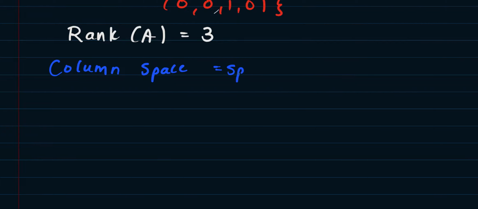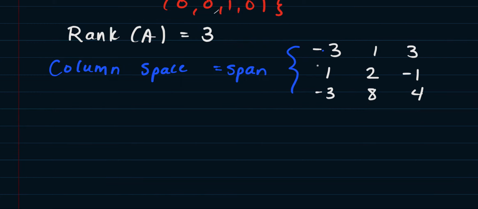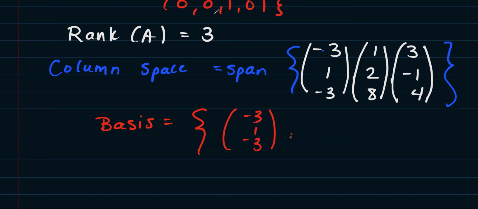Is the span of these three vectors here. And these three vectors are linearly independent. So a basis for the column space is just negative 3, 1, negative 3, 1, 2, 8, 3, negative 1, 4.